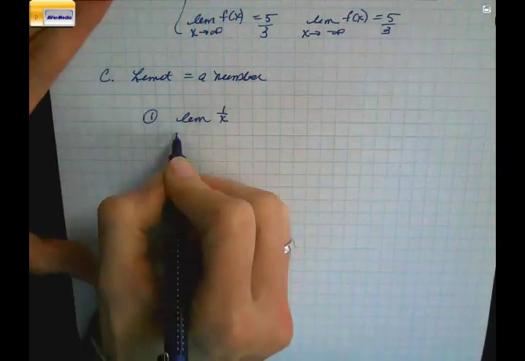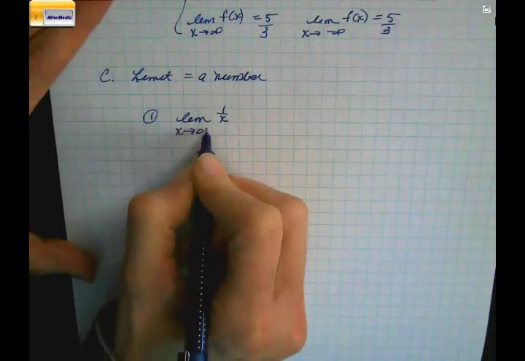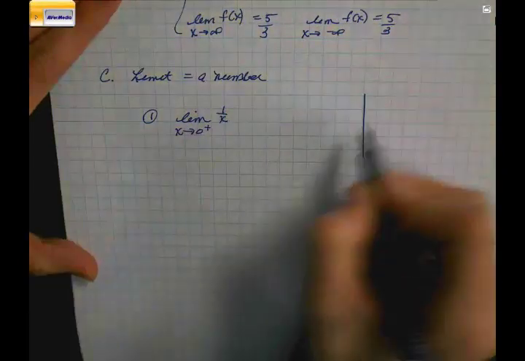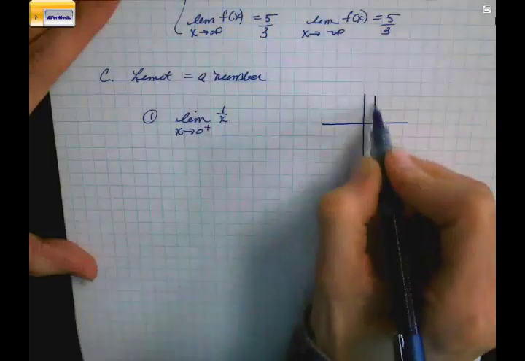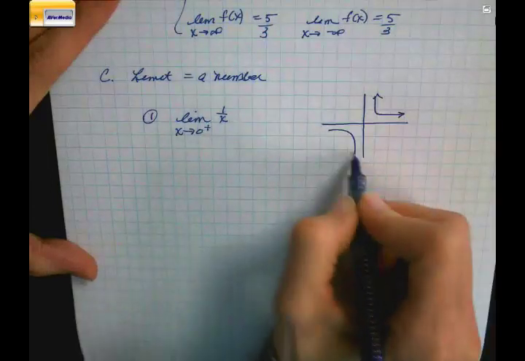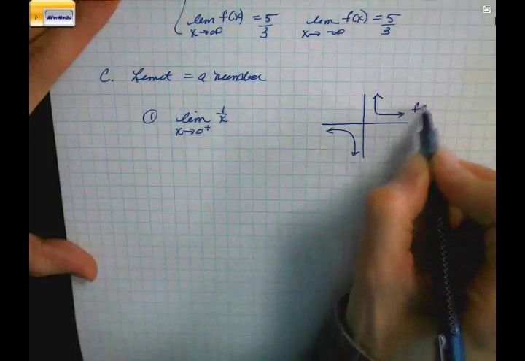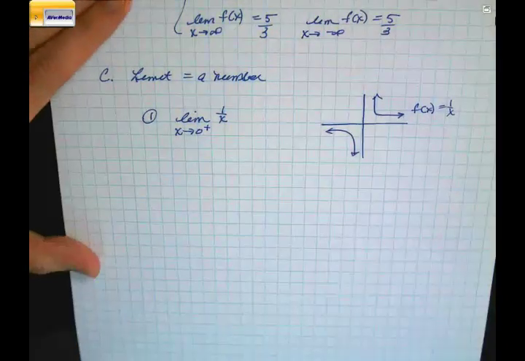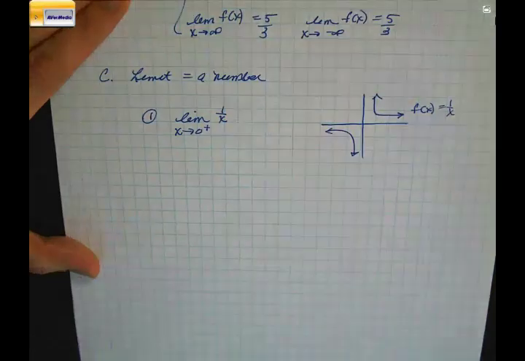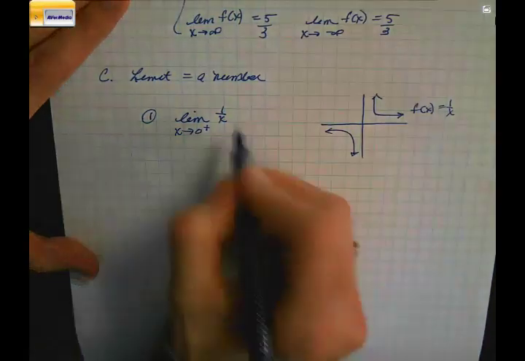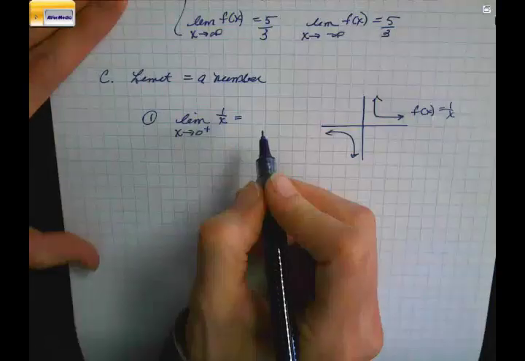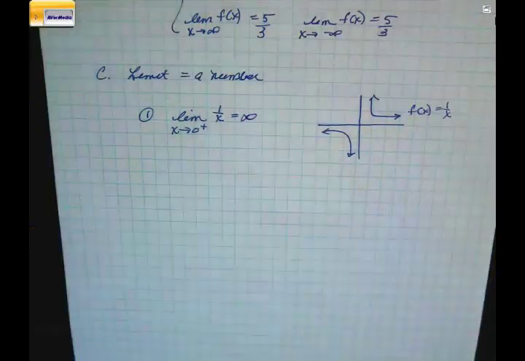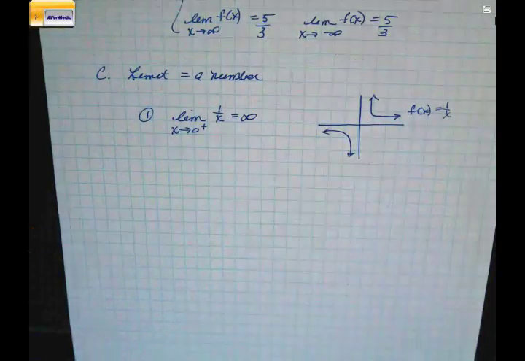So, for example, this is what we've been doing. If we take something like the limit of 1 over x as x is approaching 0 from the right side, remember what 1 over x looks like? Looks like this. This is f of x equaling 1 over x. So when we say the limit as x is approaching 0 from the right side, it equals what? Positive infinity.